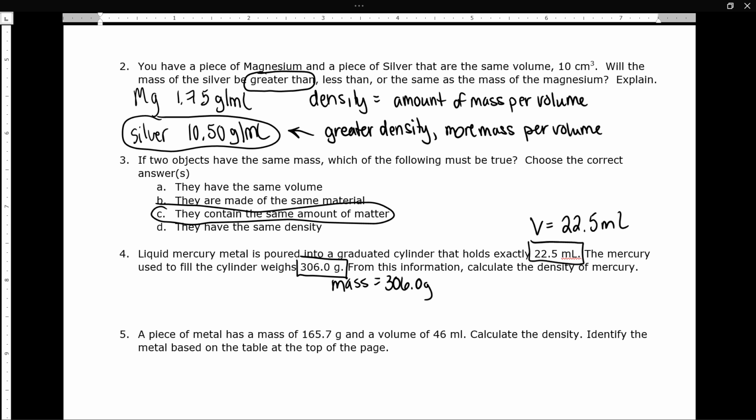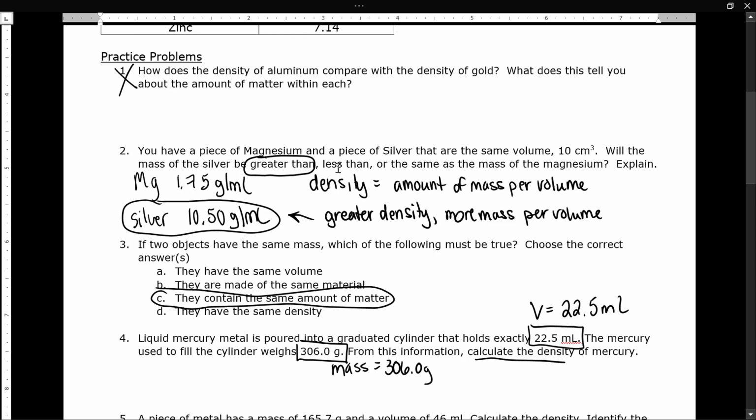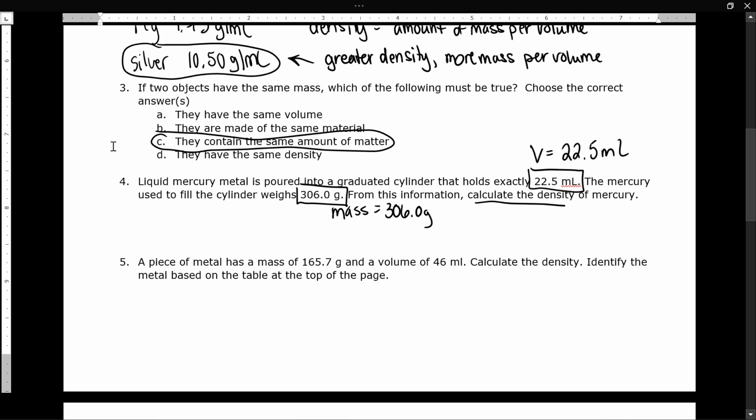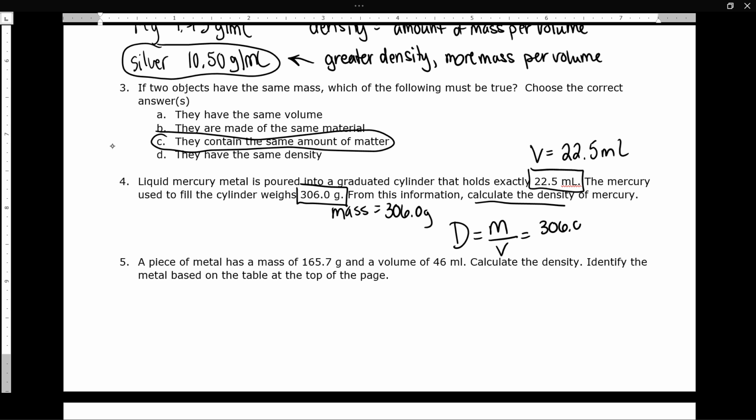All right, and if we go back here to the top, we're asked to calculate the density. If we go up here to the top in this equation, density is the mass divided by the volume. So let's go and do that down here. The density is the mass divided by the volume. So it's 306 grams divided by 22.5 milliliters. And if you plug that into your calculator, you end up with 13.6 grams per milliliter.